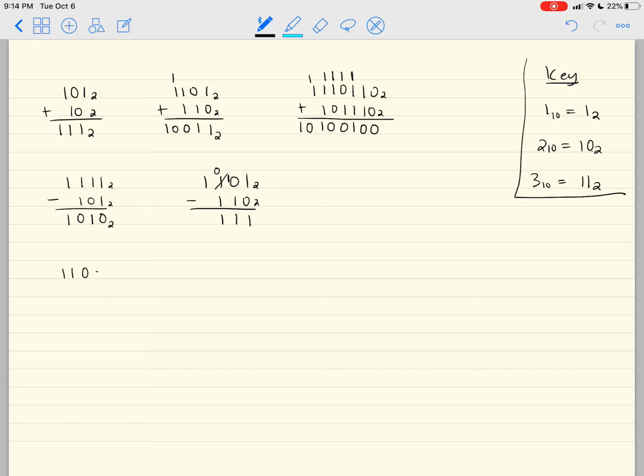All right, you know what's coming next. I'm going to multiply. Have no fear, I will stop before we get to division. 1 times 0. 1 times 1. 1 times 1. Put a placeholder of 0. 1 times 0. 1 times 1, 1 times 1. Add the results.